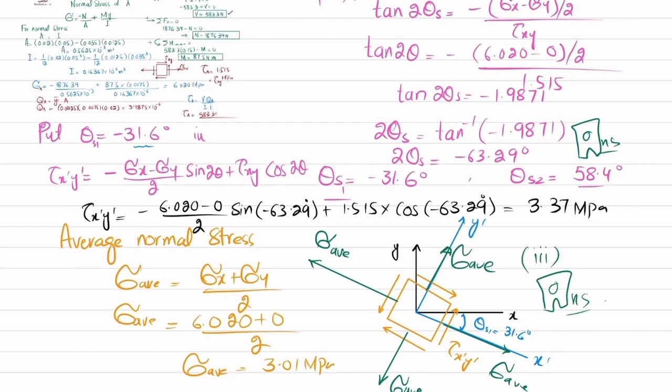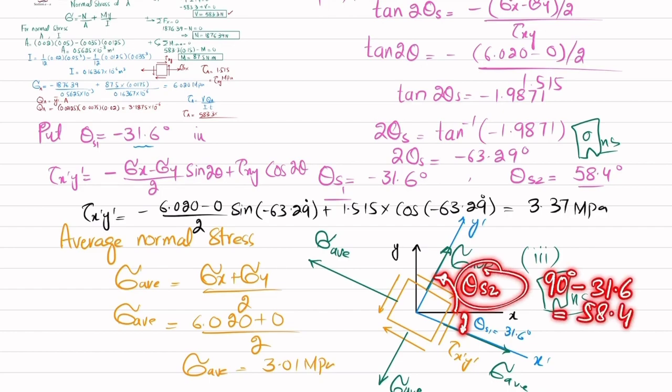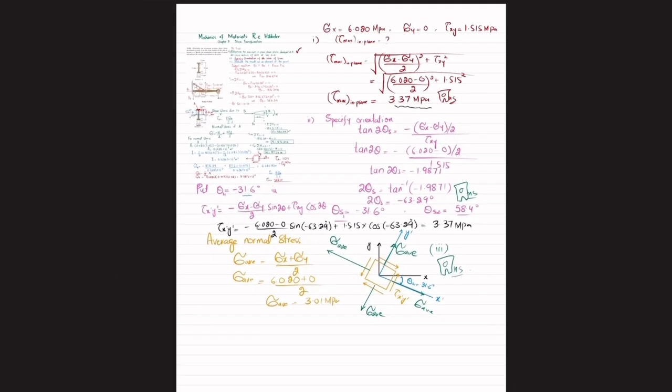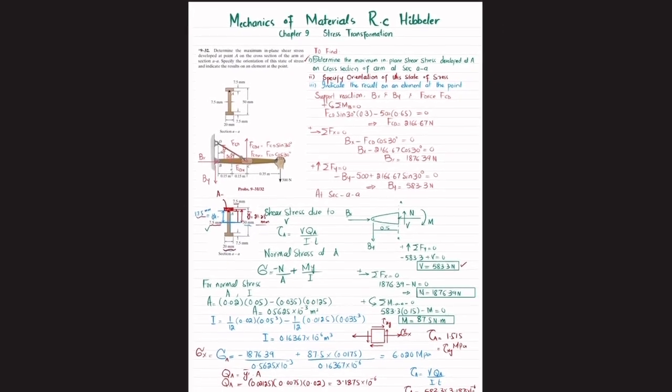Clear? And you can see that this is the angle 31.6, either to rotate in clockwise direction, or this is the anticlockwise direction. This is theta s2, which you can see if you subtract 31.6 from 90 degree, it will be equal to 58.4 degree. Clear? So in that direction you will also have a shear stress, the transformed shear stress or maximum in-plane shear stress. And that was all about this problem 9-32.